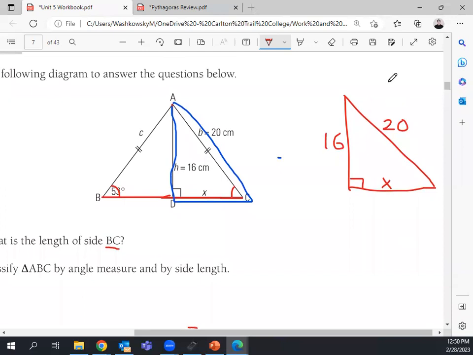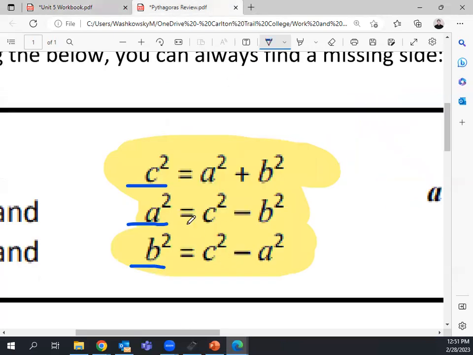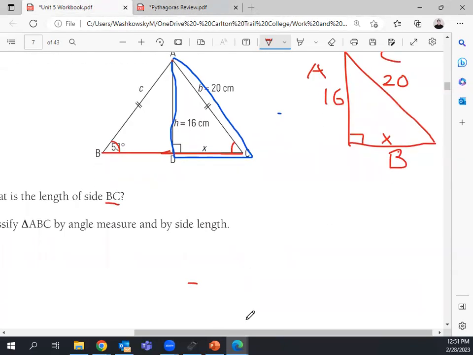So all I need to now do is label my triangle, right? I know 20 is my hypotenuse, so that's my C. It doesn't matter what my A and B are then. I'm just going to classify it like that. I'm trying to find my B. I know I'm trying to find B in this case, because that's what I put as the missing side. If I look at my formula sheet, if I'm trying to find B, use the formula that has B by itself. B squared is equal to C squared minus A squared.